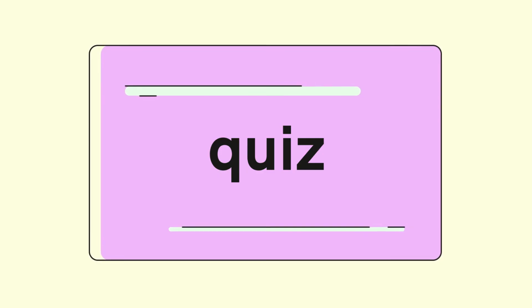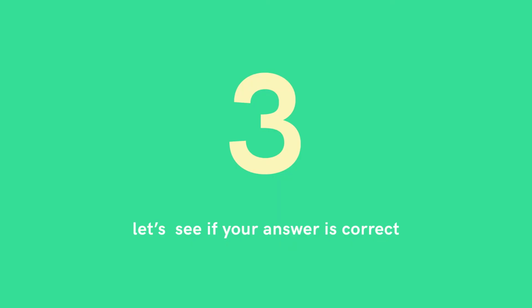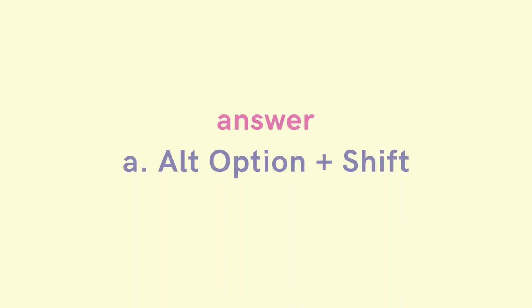It's quiz time. Time to test your knowledge on what we have just learned. Number 1. What keys do you select if you want to create and expand your shape from the center? A. Alt Option plus Shift. B. Shift. C. Enter. Answer is A. Alt Option plus Shift.